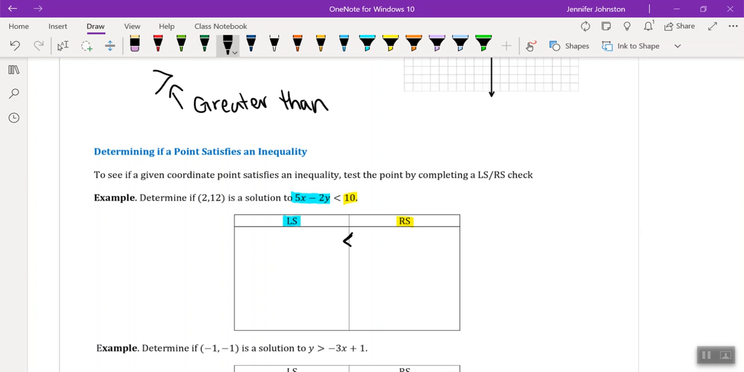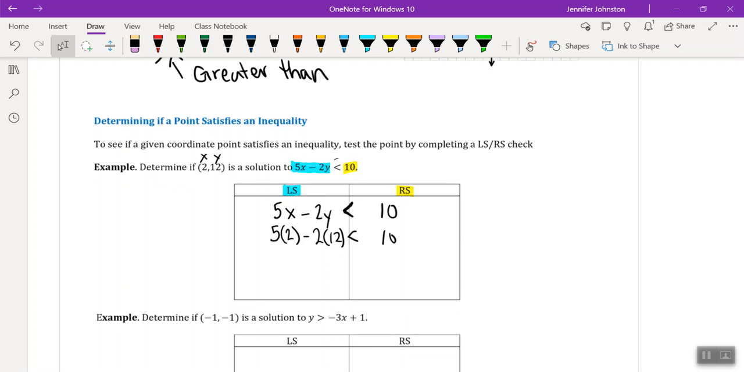So our middle sign will be our less than sign. And we're going to check and see if 5x minus 2y is less than 10 with these coordinates. Remembering that these coordinates are x, comma, y. Okay, so let's sub those numbers in. We're going to sub 2 in for x, 12 in for y. And we're going to see if this is true. Whatever we get here, is it less than 10? If it's true, then the point satisfies the inequality.